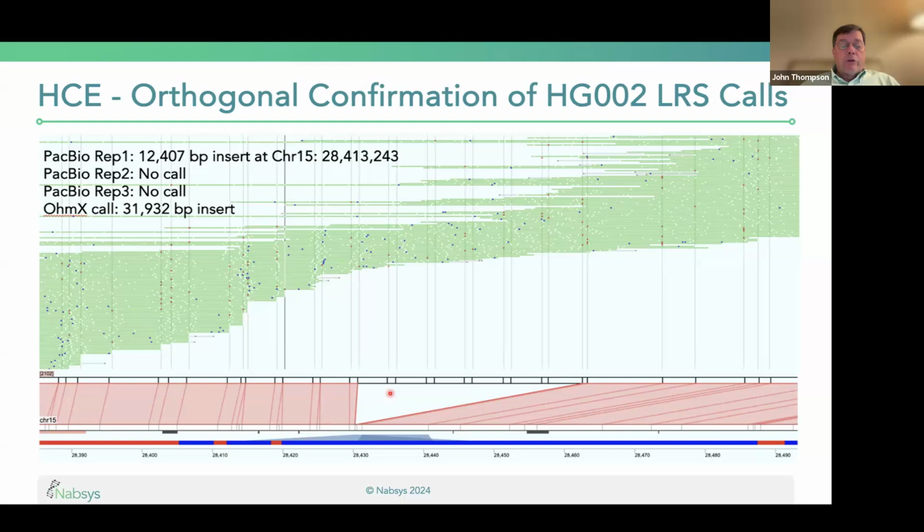So again, we don't have the sequence there, but it looks pretty clear in terms of what's going on. You can see those doublets here as well. So this repeat is just being expanded in this particular region.